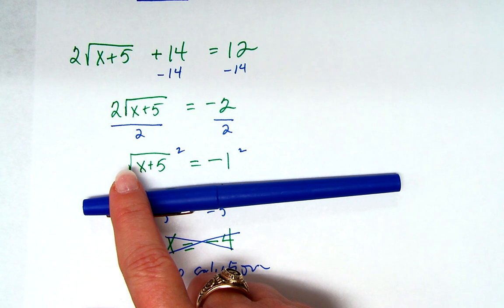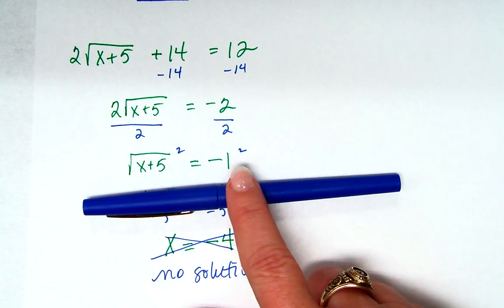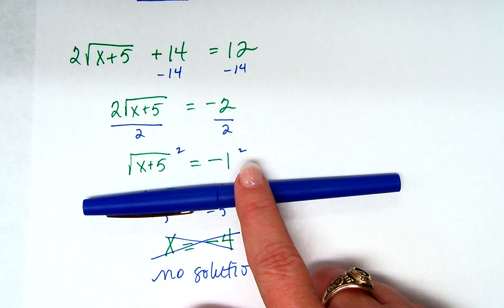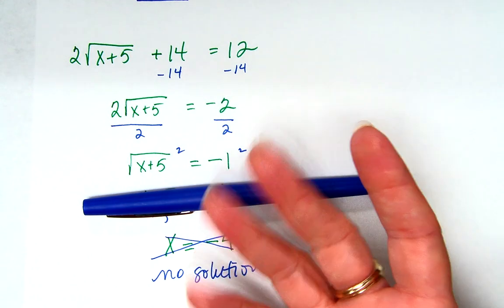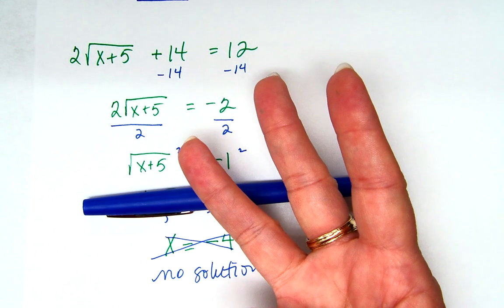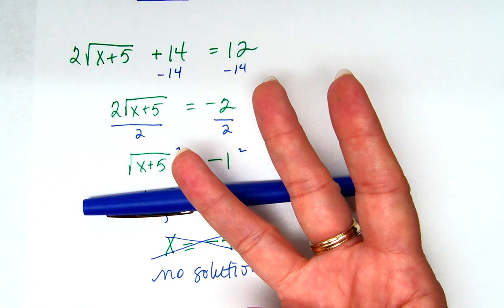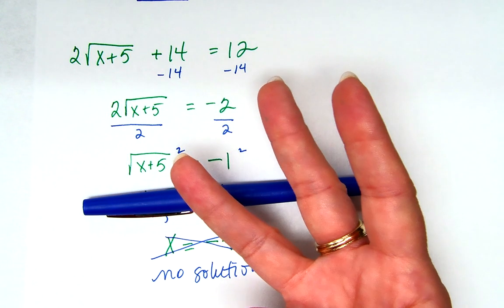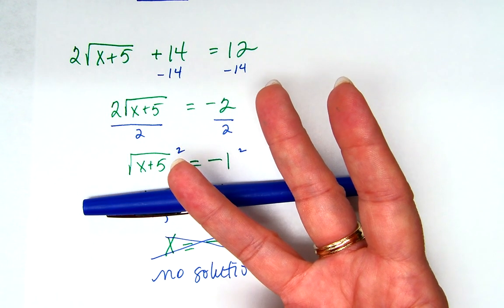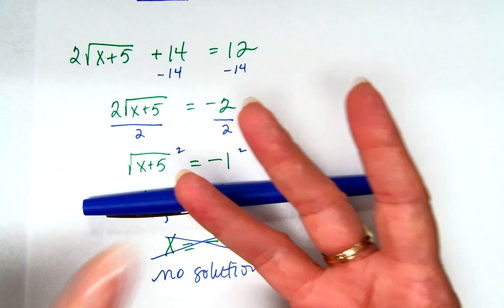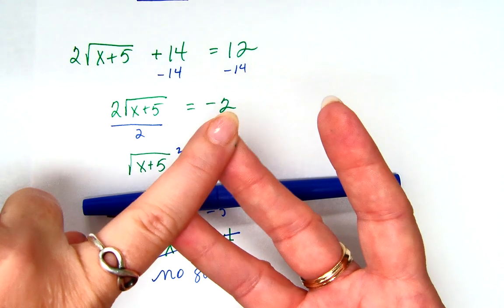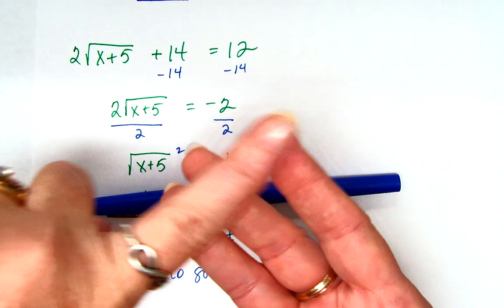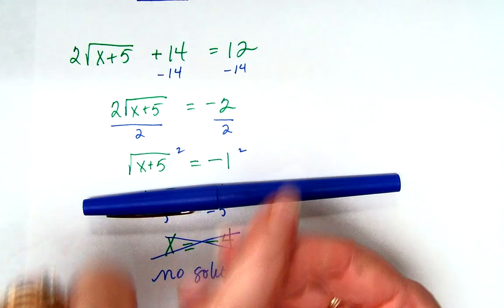Okay? Now, part of the problem, though, is what if this was a cube root instead of a square root? Can I take the cube root of a number and get a negative number? Yeah. What's the cube root of negative 8? What times itself times itself equals negative 8? Negative 2, right? Negative 2 times negative 2 is positive 4. Positive 4 times negative 2 is what? Negative 8.